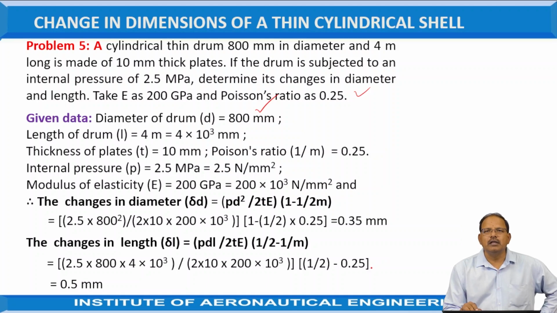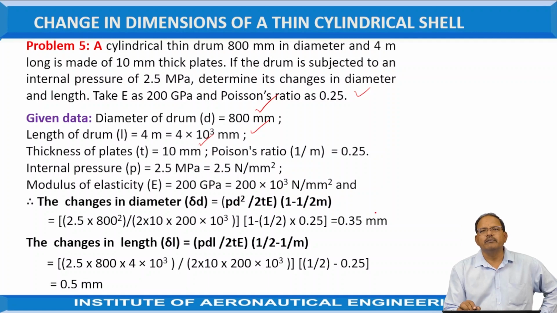But we have to convert all the dimensions into a single unit. We are converting into millimeters, so 4 meters is equal to 4 into 10 to the power of 3 mm. The thickness of the plate is given as 10 mm.